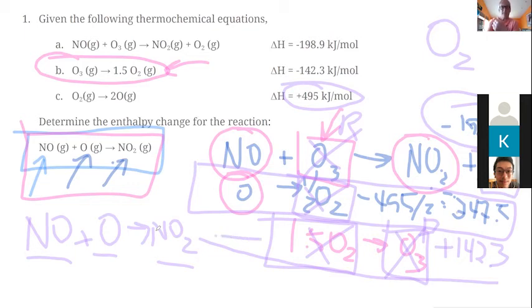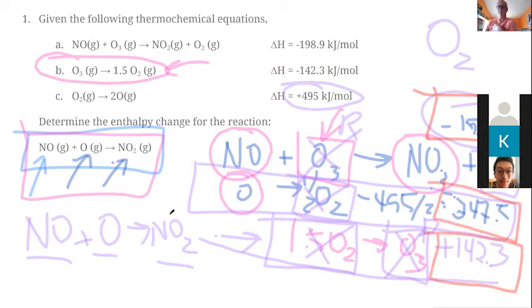And then the last one was just reaction B that we flipped around. So that went from minus 142.3 to plus 142.3. So we add, finally, minus 198, minus 247.5, and plus 142.3. So what's our final answer? Negative 304.1 kilojoules. So you just add those together? Yeah, that's all you do.